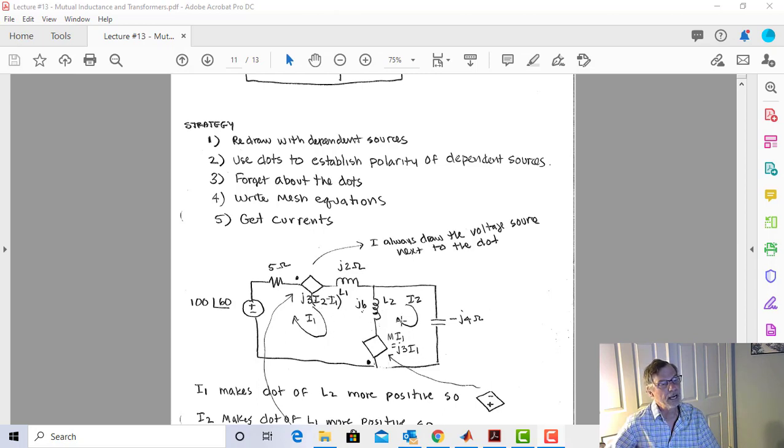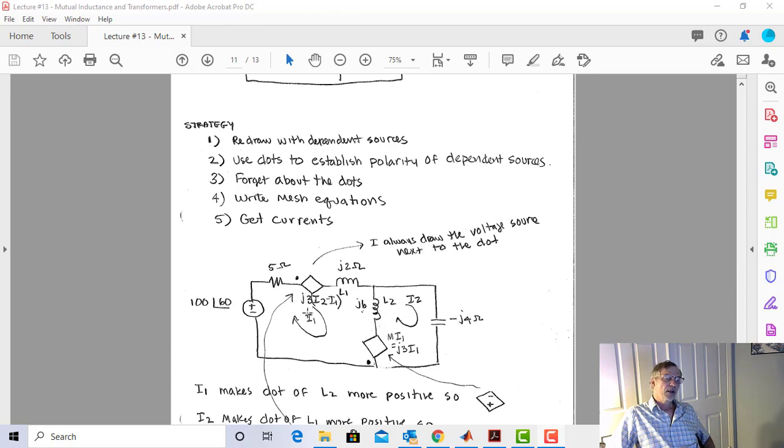Now, what I like to do, given that choice of I1 minus I2 or I2 minus I1, is I pick the one that goes into the dot first. So I picked I2 first because it goes into the dot of this coil. And therefore, I know that if I have I2 minus I1 here, I2 enters the dot, so it's going to make this dot more positive, and I'm going to be plus to minus. And the I1 is going to follow along like a little dog in this equation.